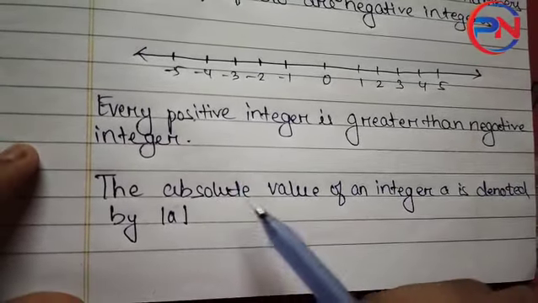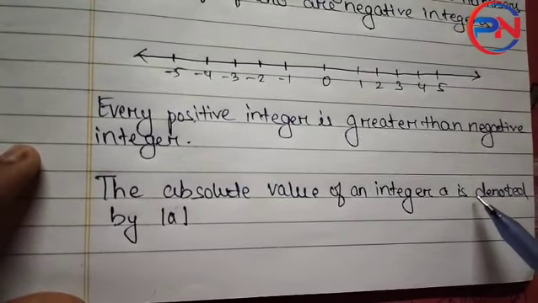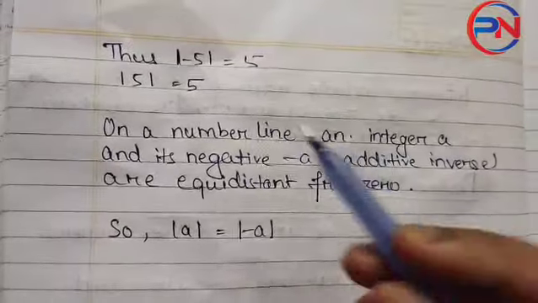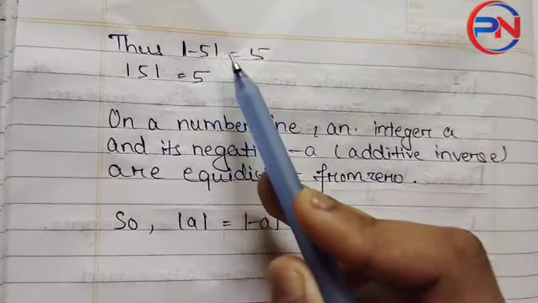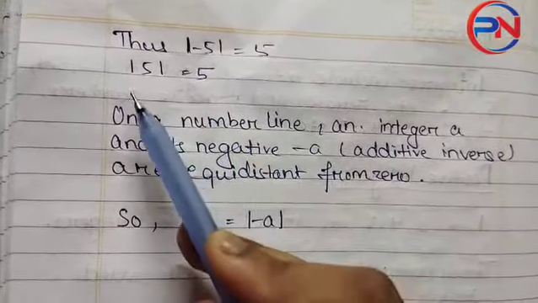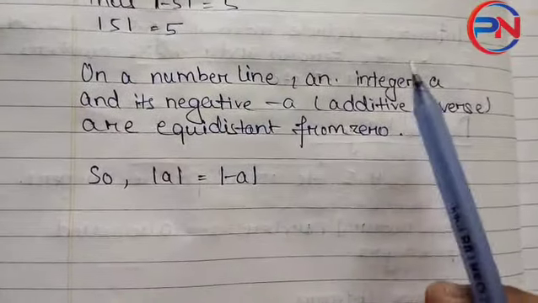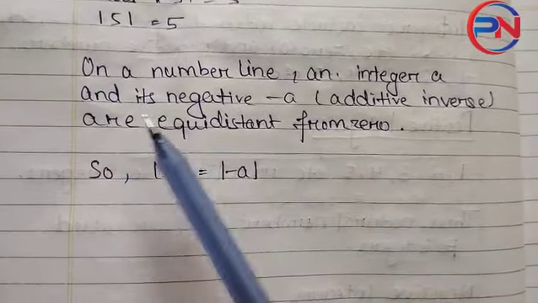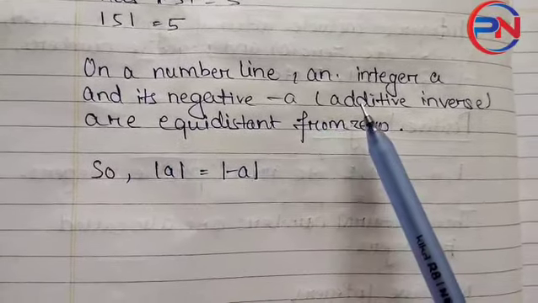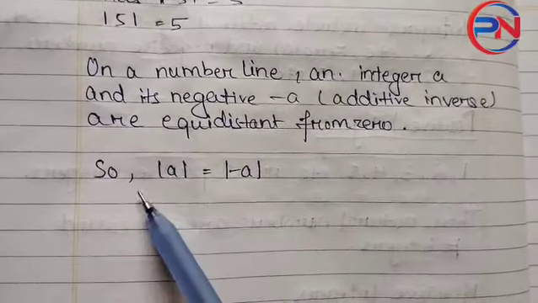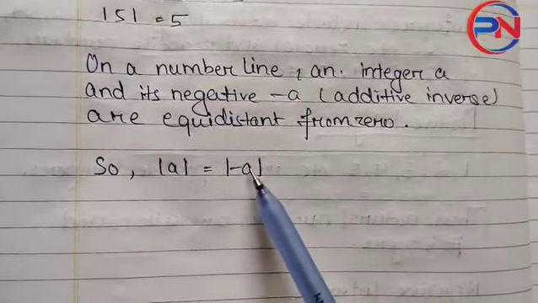The absolute value of an integer is denoted by |a|. For example, the absolute value of minus 5 is equal to 5 and the absolute value of 5 is equal to 5. On a number line, an integer a and its additive inverse minus a are equidistant from 0. So, |a| is equal to |−a|.